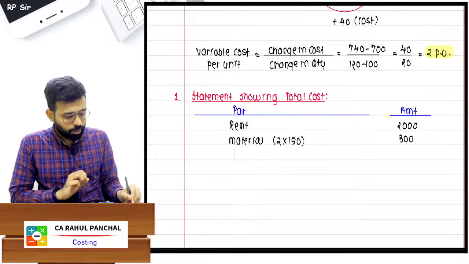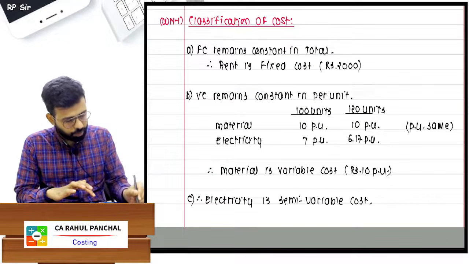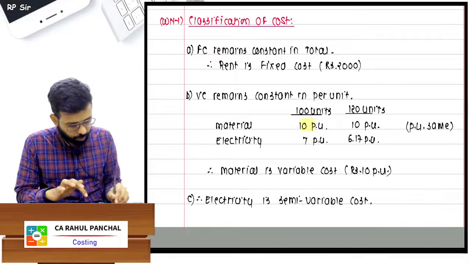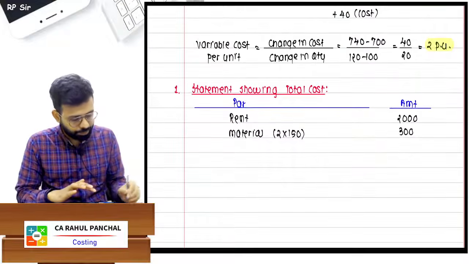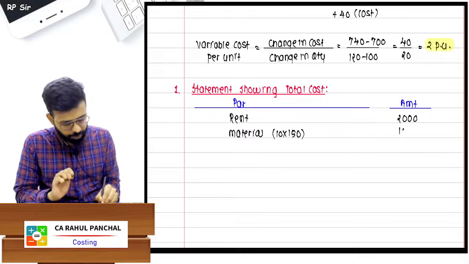Sorry, let me check. Sorry, my mistake. It is 10 rupees per unit. You can see this 10 rupees material is okay. So it is 10 rupees, you have to multiply by 150 units, so that becomes 1500.